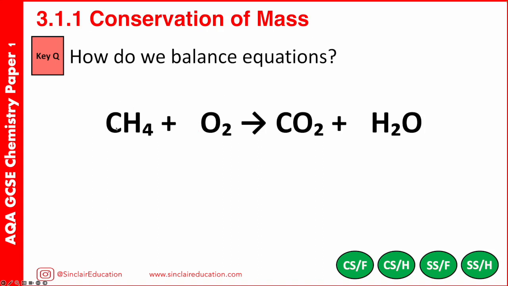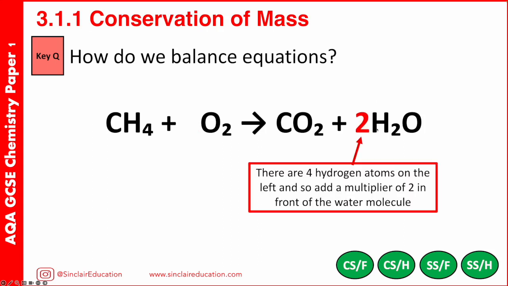So I start with my carbons. I've got 1 carbon in this molecule on the left, 1 carbon in this molecule on the right. They're fine, they're balanced. But next, I've got 4 hydrogens here and only 2 here. So I'm going to have to multiply this to make it turn into 4. So what I'll do is add a multiplier of 2 in front of the water molecule and turn this into 2 H2O. I now have 4 hydrogen atoms.